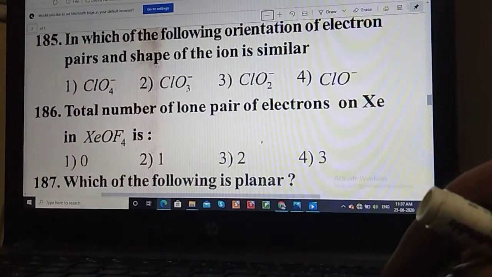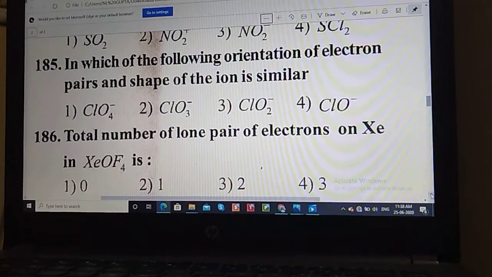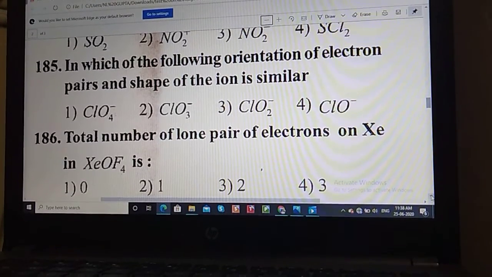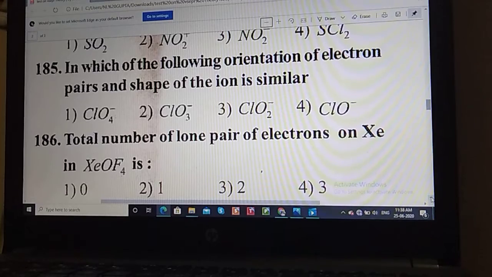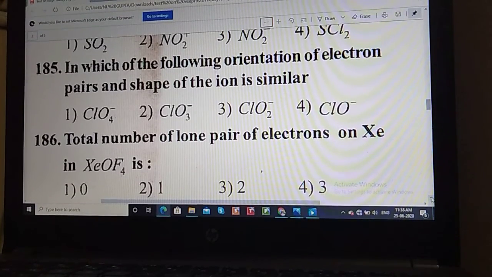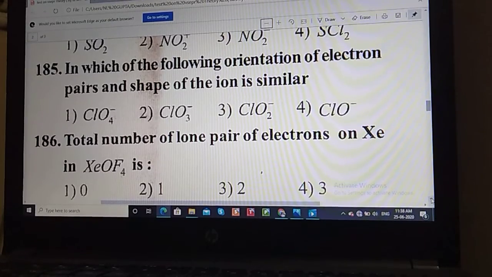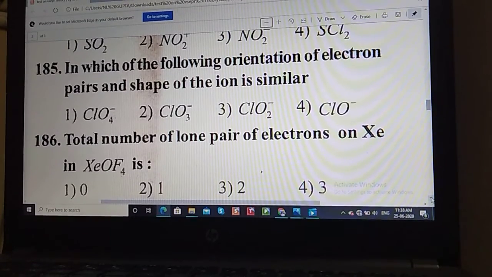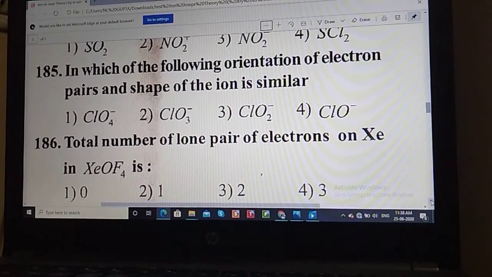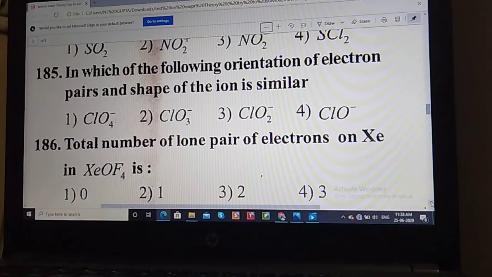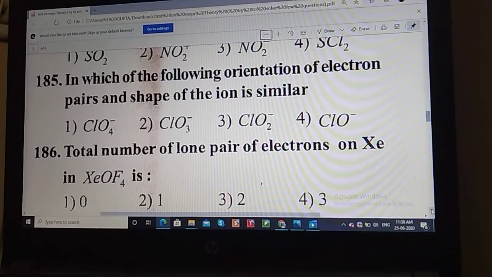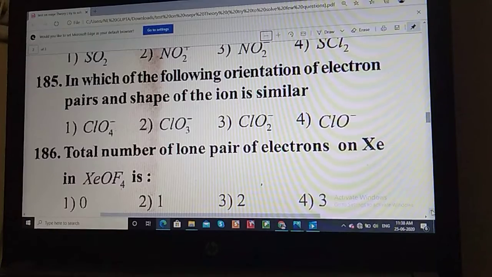185, students. They are saying, in which of the following is the orientation of electron pairs and the shape of the ion similar? Orientation of electron pairs and shape are similar. So let us move on, students. What are the options they have given? They are saying orientation equal to shape. Both are the same in which case, students?